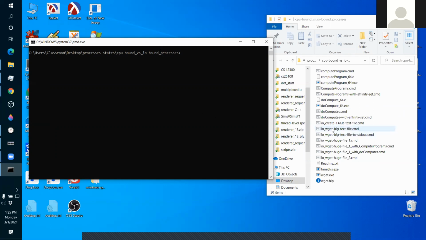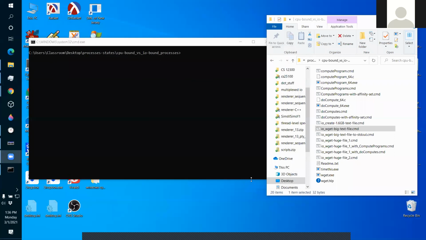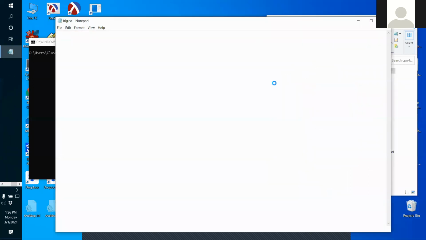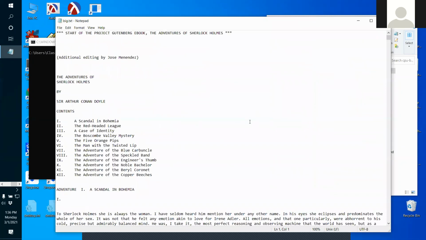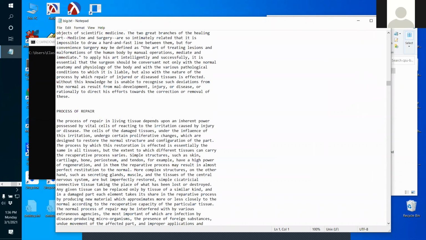Let me get the text file. So let me just download the text file first. Okay, see, there's the text file. So there's a kind of semi-big text file, about 6 megabytes of text.